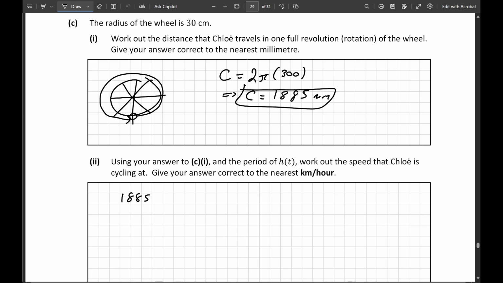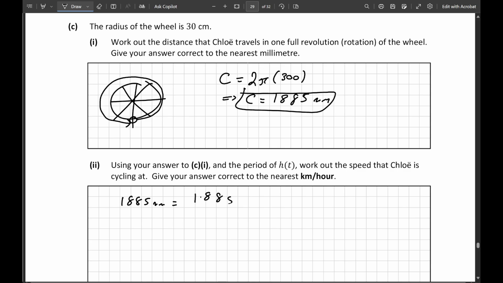So 1885 millimeters is 1885 times 10 to the minus 3 meters. So that's 1.885 meters, which is 1.885 times 10 to the minus 3 kilometers. Now 0.4 seconds, converting that into hours, will be 0.4 over 3600 hours, which I'll write in a nicer way. It's 1 over 9,000 hours.